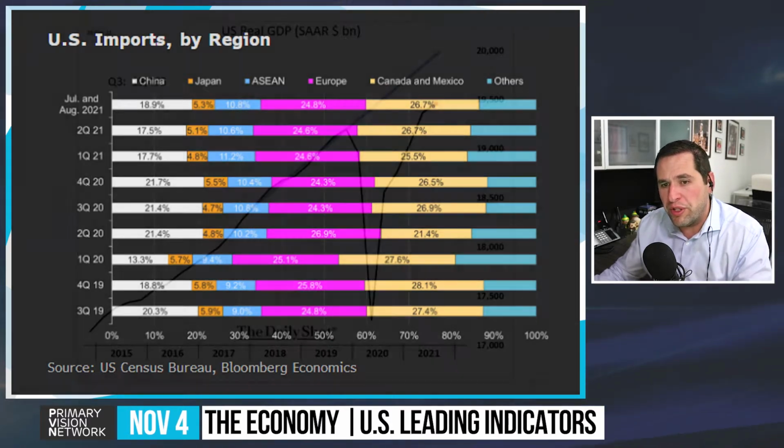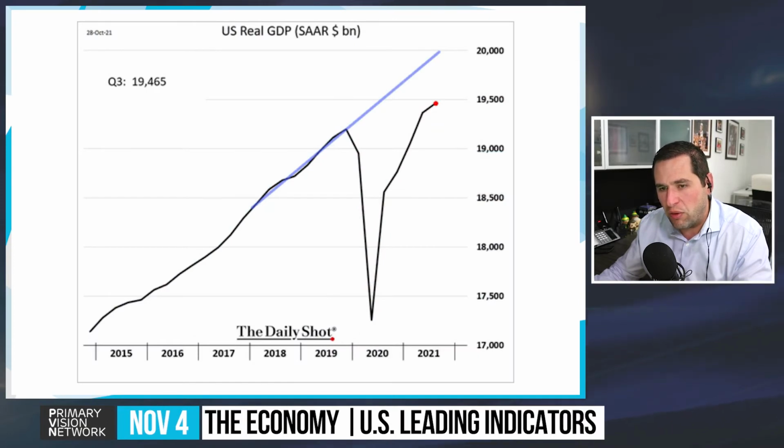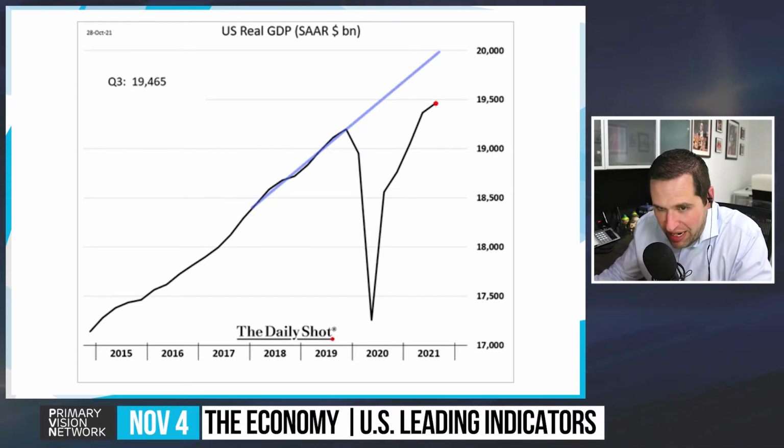So when you look at U.S. real GDP to get you an idea of where that trend is, we're still well off that trend that we've set from 2017 into 2019. But look at where 2019 is. And this is what I always want to come back to.